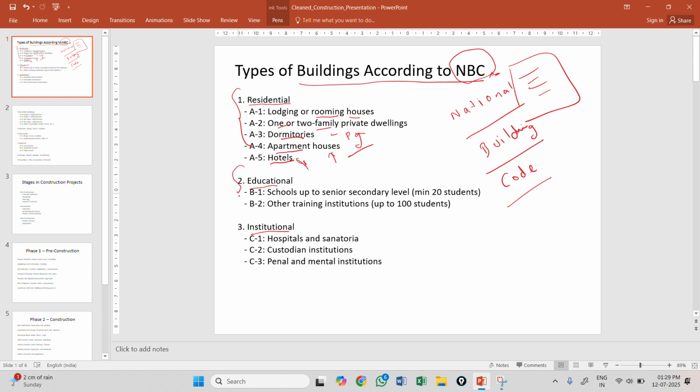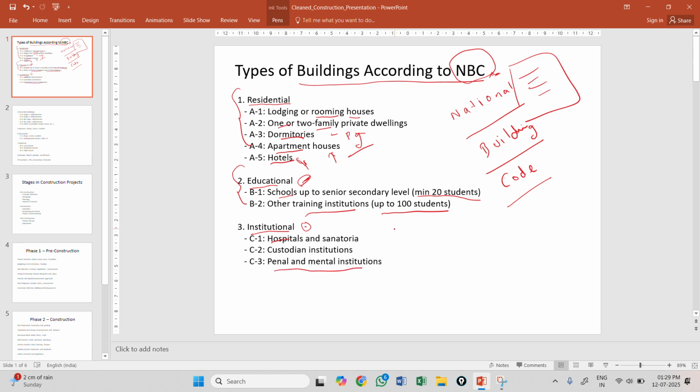Then comes the educational building. For educational buildings, if it is a school up to senior secondary level, a minimum of 20 students should be there. For other institutions, training institutions, if up to 100 students, then we consider that to be an educational building. Then comes the institution: hospitals, sanatorium, custodian institution, penal and mental institution.